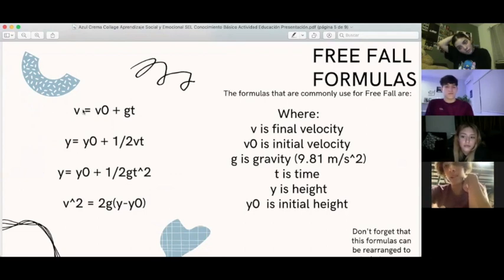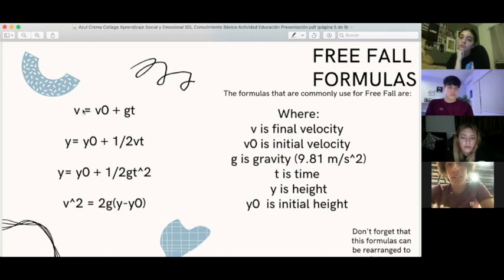In the formulas that we have for free fall, v is velocity, v0 is initial velocity, and gravity everywhere on Earth is 9.81 meters per second squared. t is time, y is height, and y0 is the initial height. We have four formulas in free fall. The first is velocity equals the initial velocity plus gravity times time.